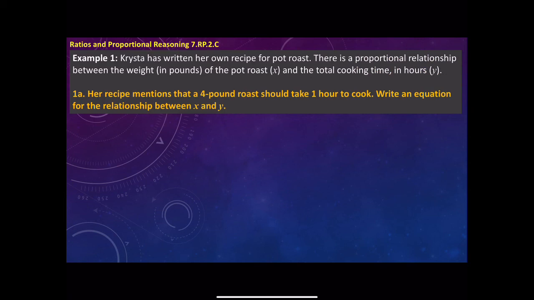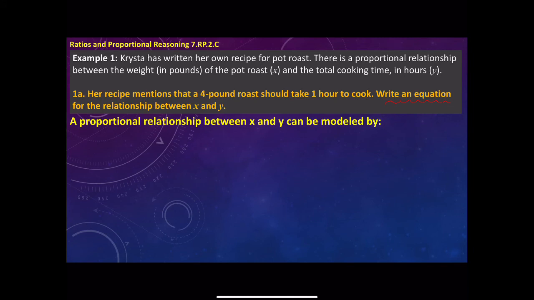In our first example, Krista has written her own recipe for pot roast. There is a proportional relationship between the weight in pounds of the pot roast, which represents X, and the total cooking time in hours, which is represented by Y. For 1A, it says her recipe mentions that a 4-pound roast should take 1 hour to cook. Our goal today is to write an equation for the relationship between X and Y.